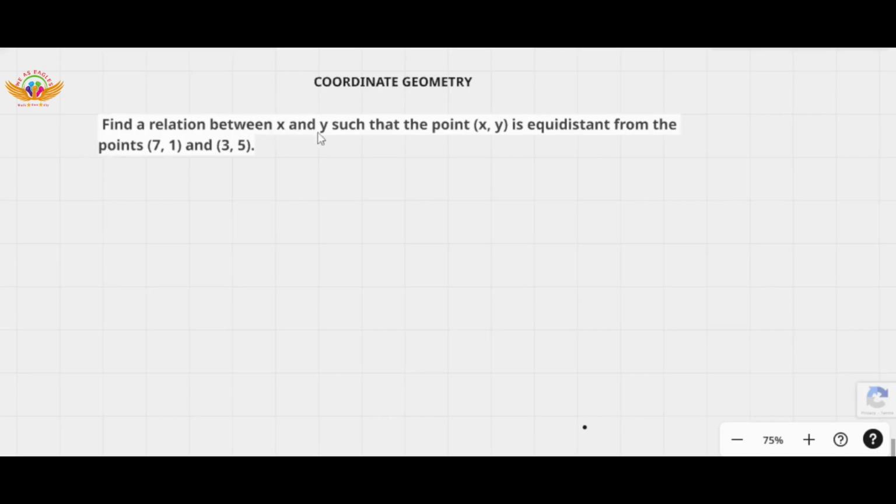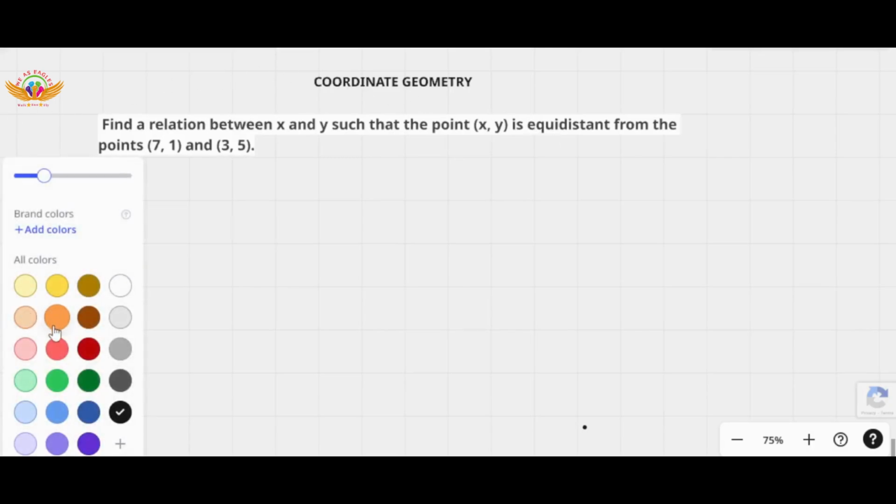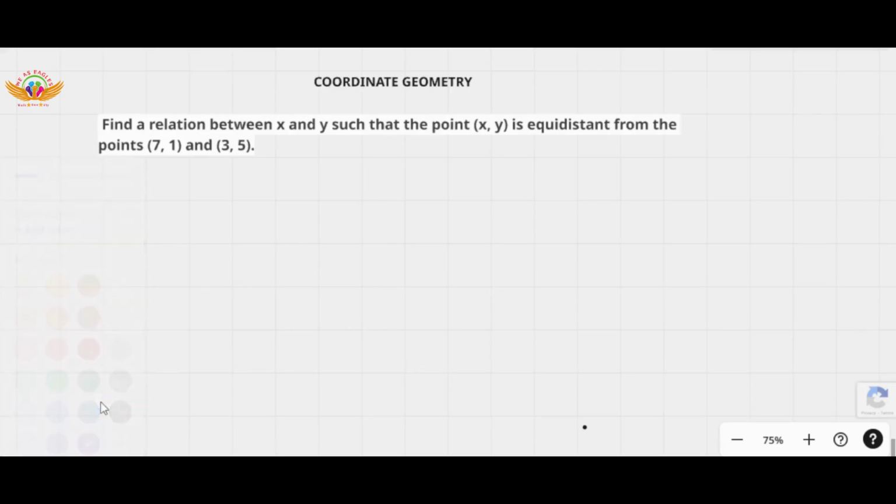Find the relation between x and y such that the point x comma y is equidistant. Whenever you see the word equidistant, the meaning of this is equal, right? From the points, so they have given points A and B, and we have to find the relation between x and y such that the point x comma y is equidistant.